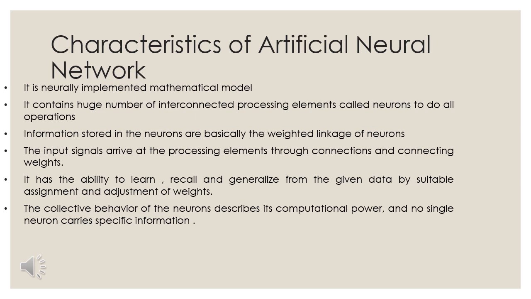ANN is nothing without its characteristics. So we have the characteristics of the artificial neural network. First, it is a neurally implemented mathematical model. Next, it contains a huge number of interconnected processing elements called neurons to do all operations. Next, information stored in the neurons is basically the weighted linkage of neurons. Next, the input signal arrives at the processing elements through connections and connecting weights. Next, it has the ability to learn, recall and reanalyze from the given data by suitable assignment and adjustment of the weights. The last one is that the collective behavior of the neurons describes its computational power, and no single neuron carries specific information. So these are the characteristics of the ANN.